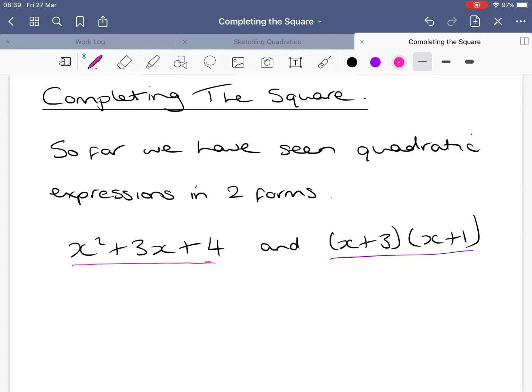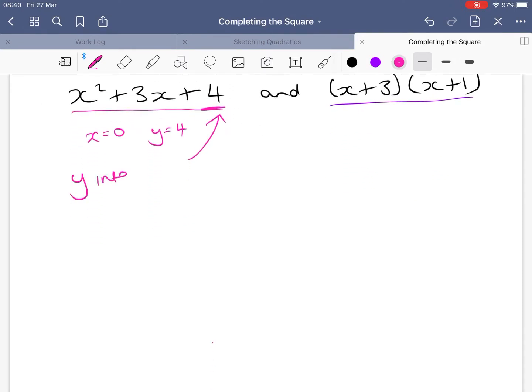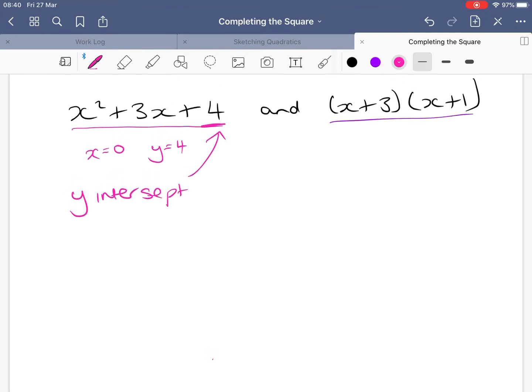So the first form, if we look at the 4 on the end, if we set x equal to 0, we find y equals 4. So in this form, the equation tells us what the y-intercept is. Okay, when we have our other form, when we've put it into our two factors, we can set y equal to 0, and it tells us that when x is minus 3, and when x is minus 1, it crosses the x-axis. So this form is really useful for that.